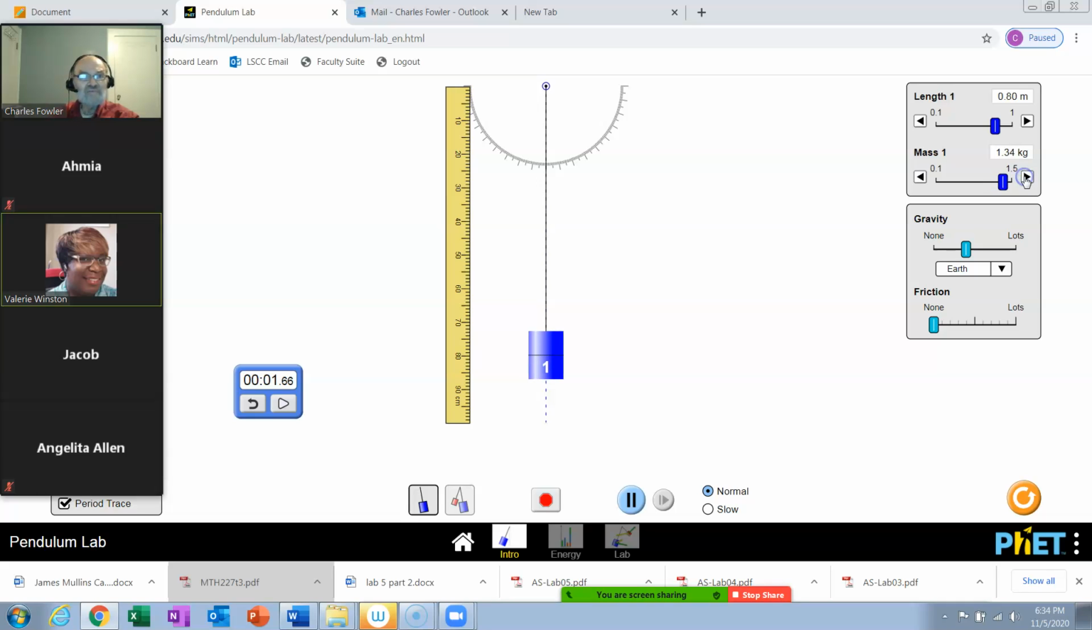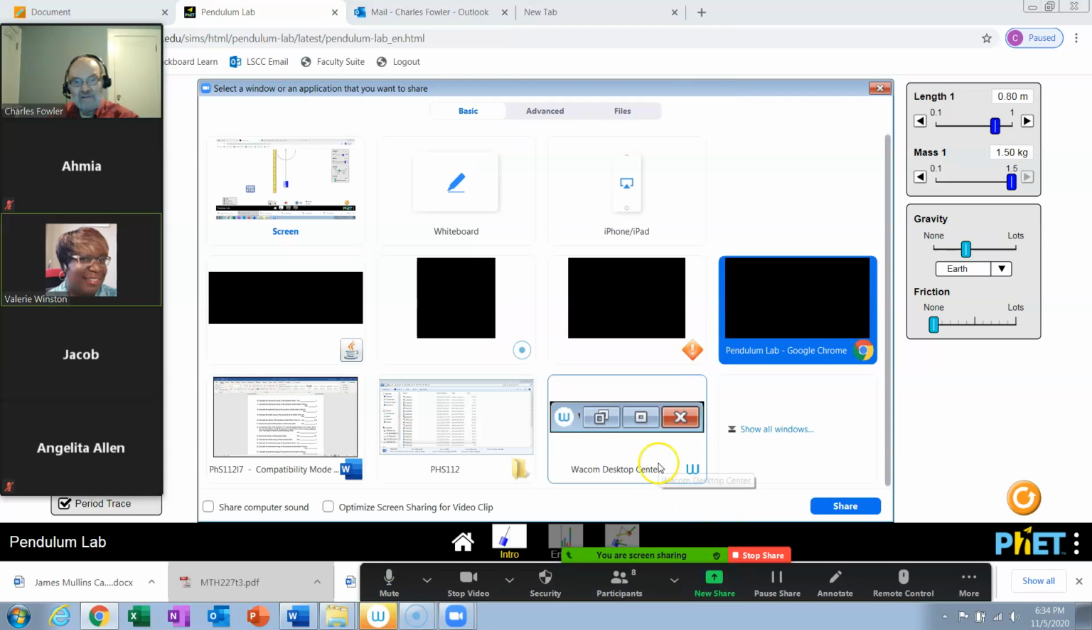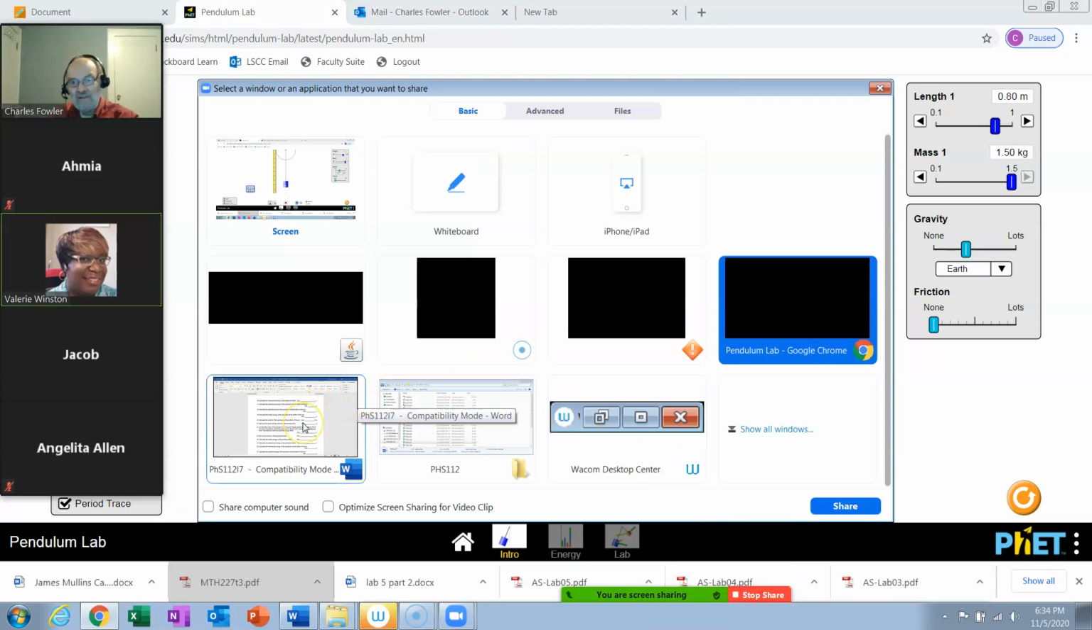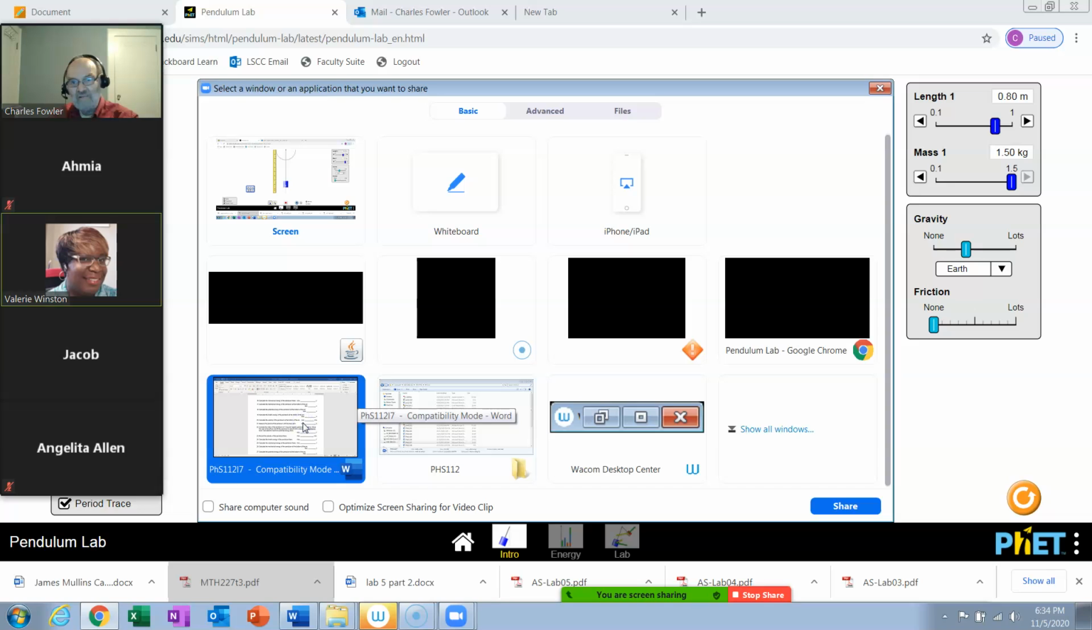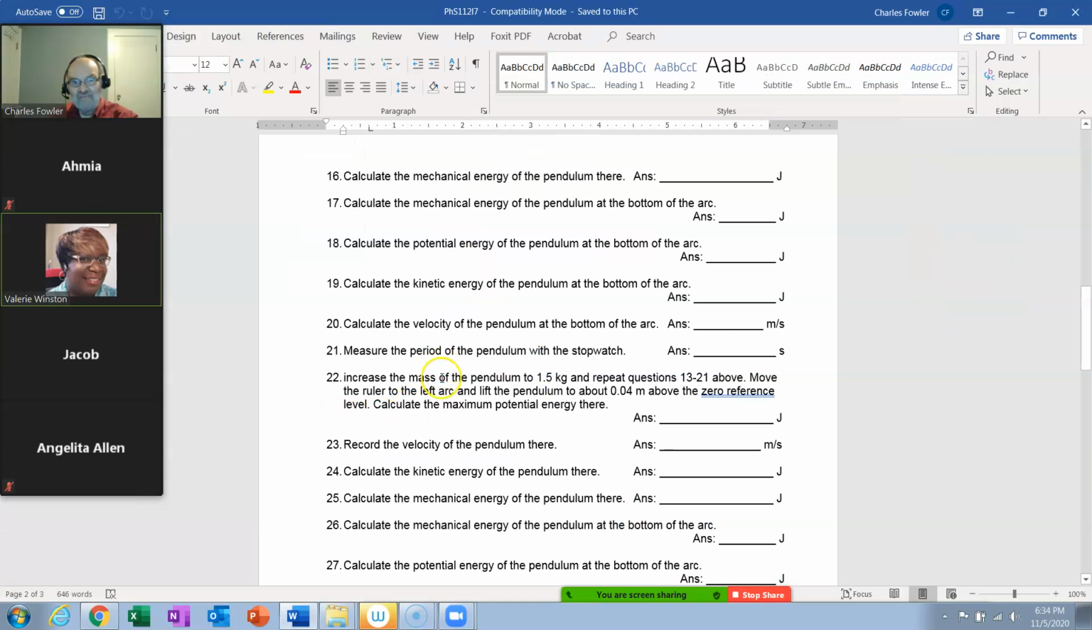Goodness gracious, this is slow, isn't it? Isn't that what I said, 1.5 kilograms? Okay, there we are, 1.50 kilograms. Okay, so let's go back to our sheet here and start filling out the information. Increase that to 1.5 kilograms.